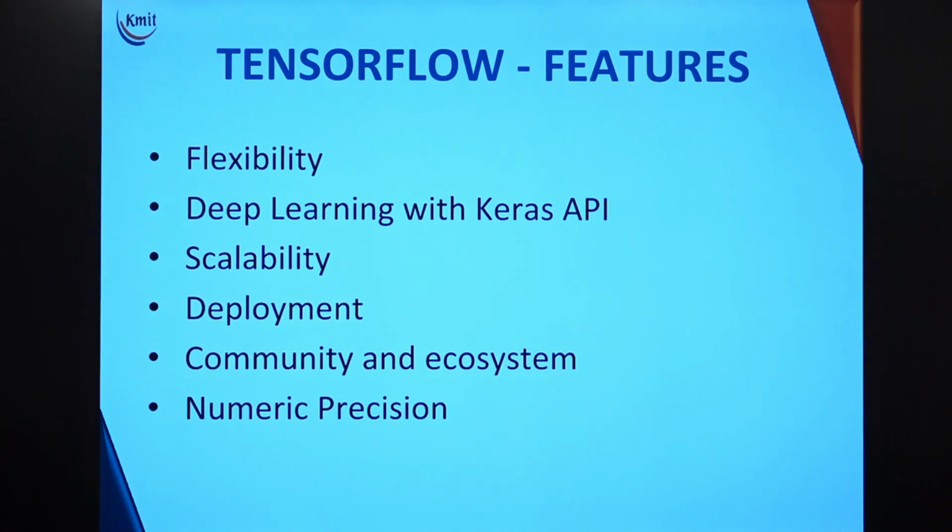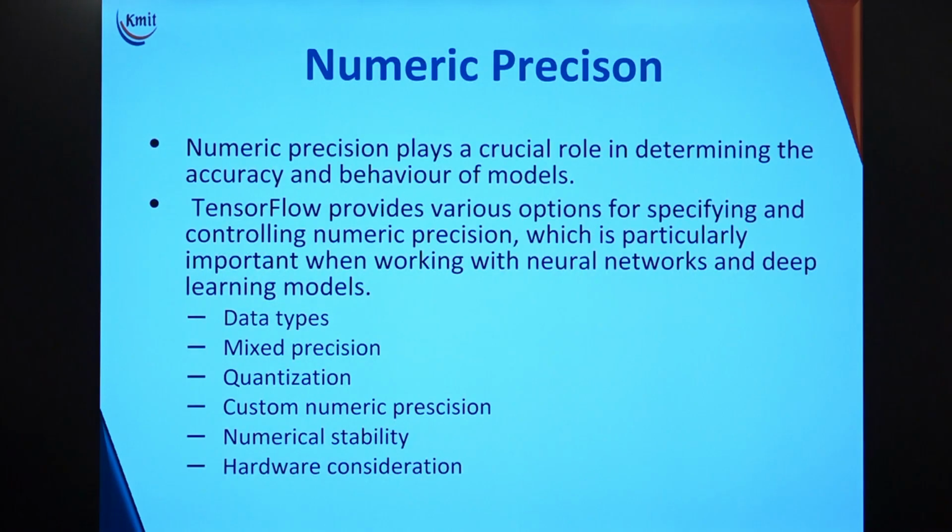Now we are going to talk about a much deeper thing, which is numeric precision. Let's see this numeric precision characteristic in detail, which is a very important feature of TensorFlow. In TensorFlow, it is similar to other machine learning or deep learning libraries also. Numeric precision plays a very crucial role in determining the accuracy and the behavior of the model. TensorFlow provides various options for specifying and controlling numeric precision, which is particularly important when you are working with deep learning models or neural network models.